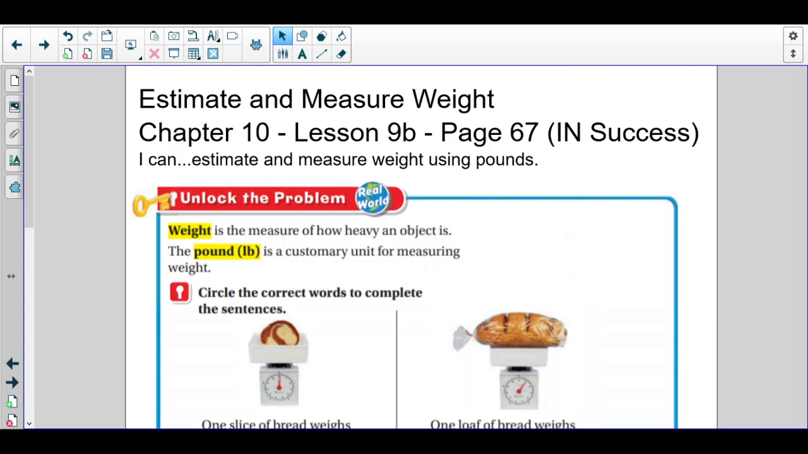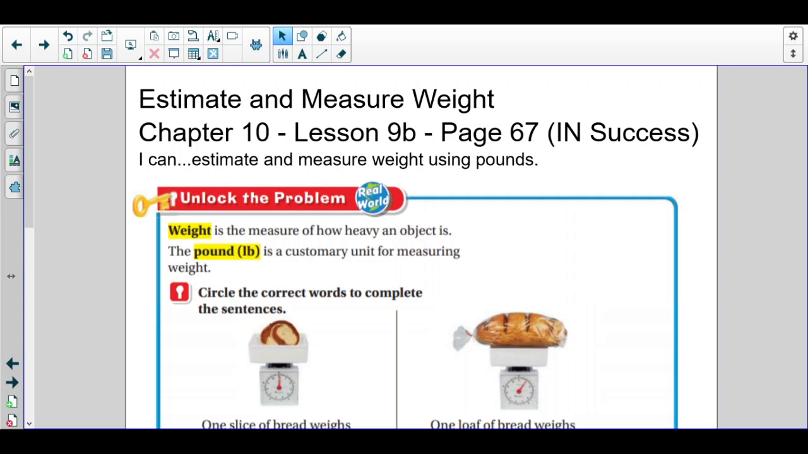Okay, gang, continuing on in our Purple Indiana Success Math book. If you would be so kind, please turn to page 67 in that purple book. There we will be looking at Chapter 10, Lesson 9B, which is Estimate and Measure Weight.